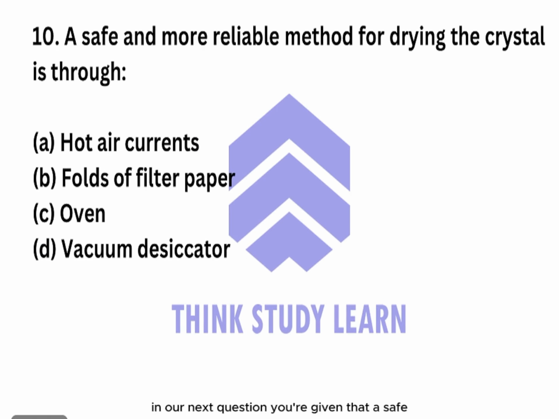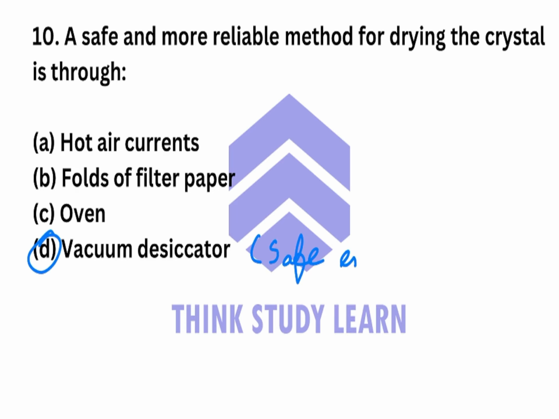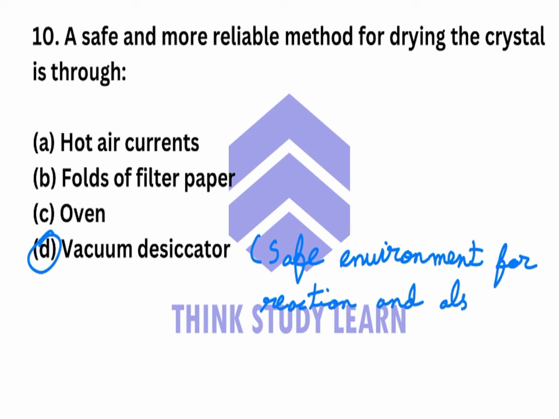In our next question, we are given that a safe and more reliable method for drying the crystal is through what? This can be done using a vacuum desiccator, which provides a safe environment and also removes the moisture.